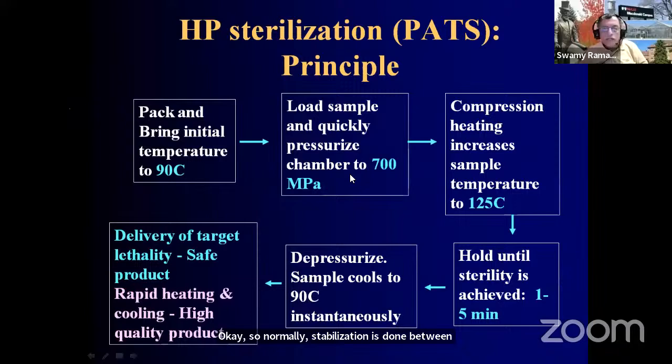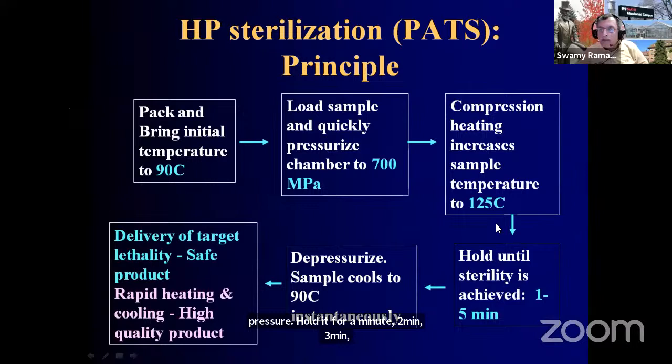So under this condition, for every 100 megapascal, the temperature goes up by 5 degrees minimum. So 5 degrees times 7 is 35 degrees. If you start at 90, you are going to get 125 degrees inside the chamber, all the product going to that temperature. So all that you have to do now is hold it under that pressure, for a minute, 2 minutes, 3 minutes, whatever is required to sterilize the product.